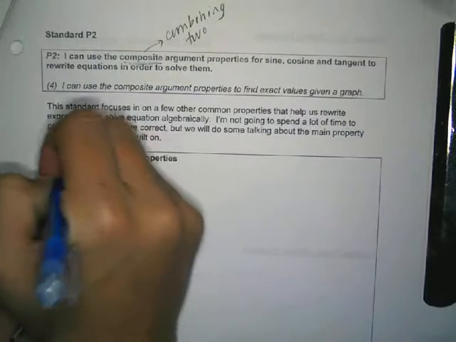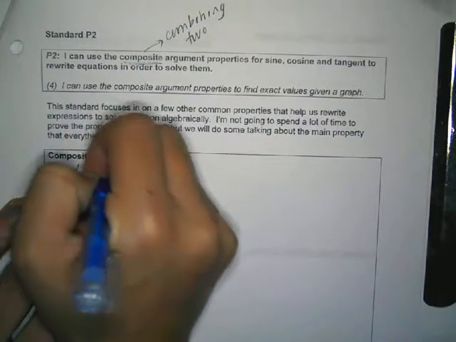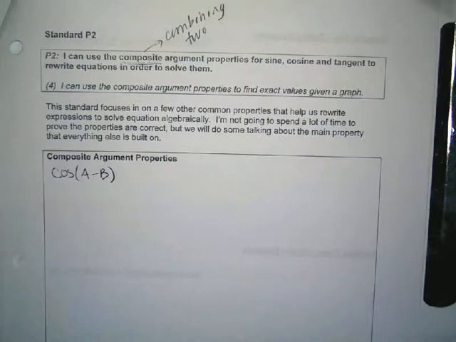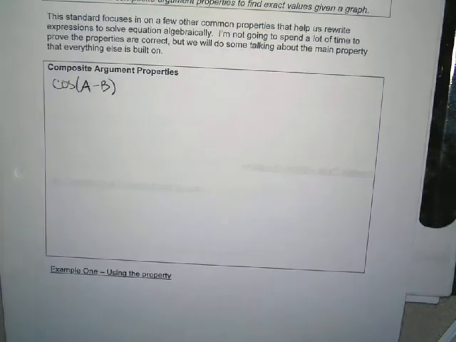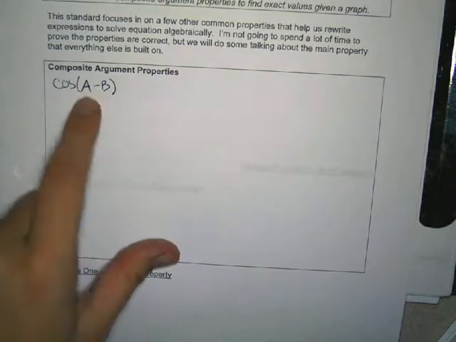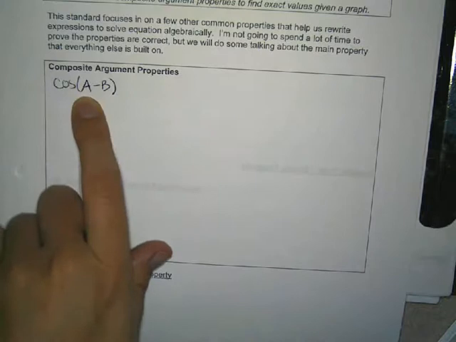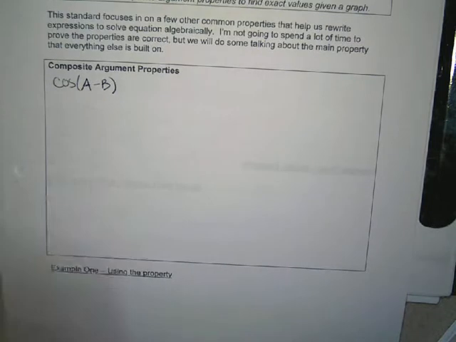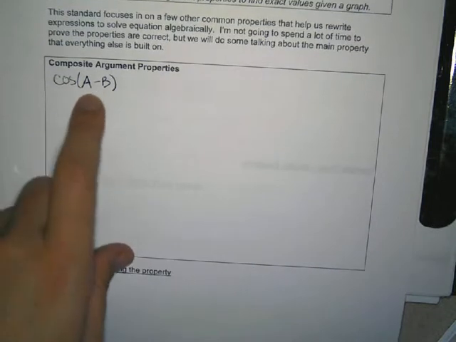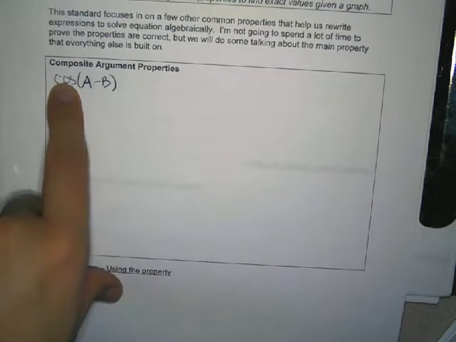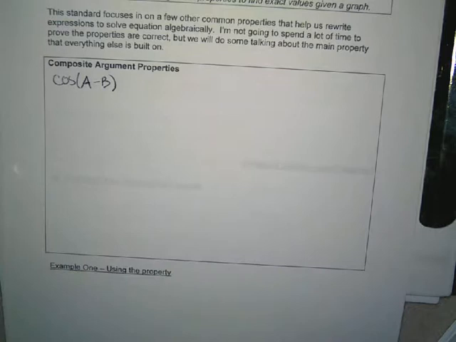We're going to start with cosine of A minus B. This is different because both of these represent angles here. But composite argument, so two things, you're either adding or subtracting. Cosine of A minus B is the main one, and if I was going to go through and prove everything, we would prove that one and show where it came from, because all the other ones are built off of this one. So that's why that one's first.